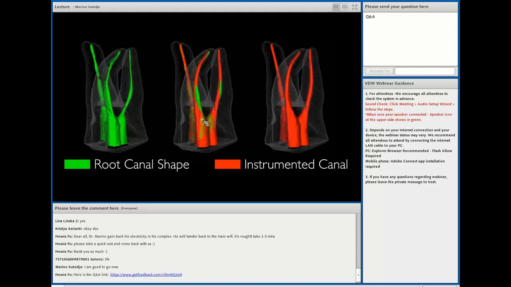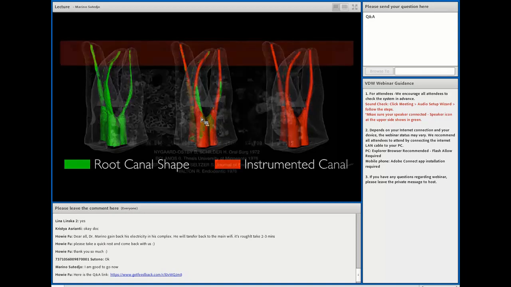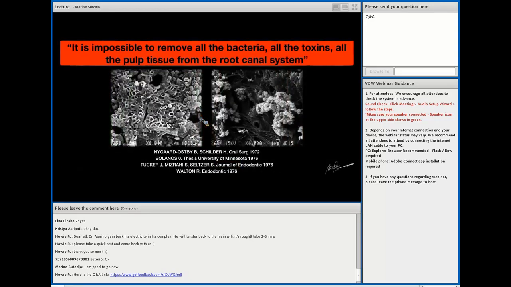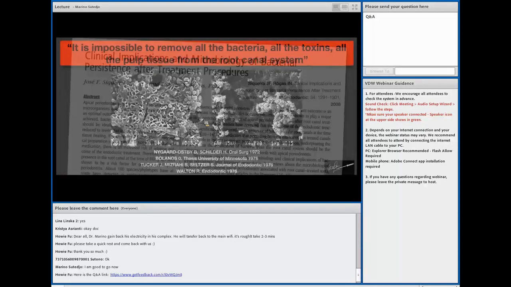So if you remember, I don't care what kind of brand, what kind of size or taper of instruments you use, there is still 15 to 30% of the area in the root canal that has not been touched by our instruments. So it is impossible to remove all the bacteria, because once again, it's a system. So we need something to help us clean more inside the system.